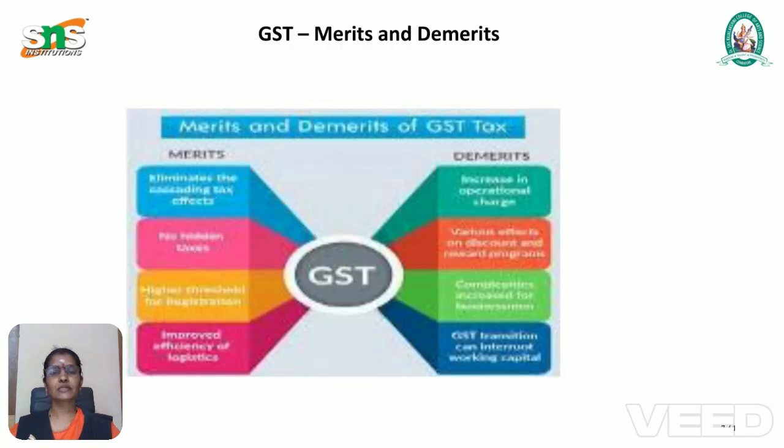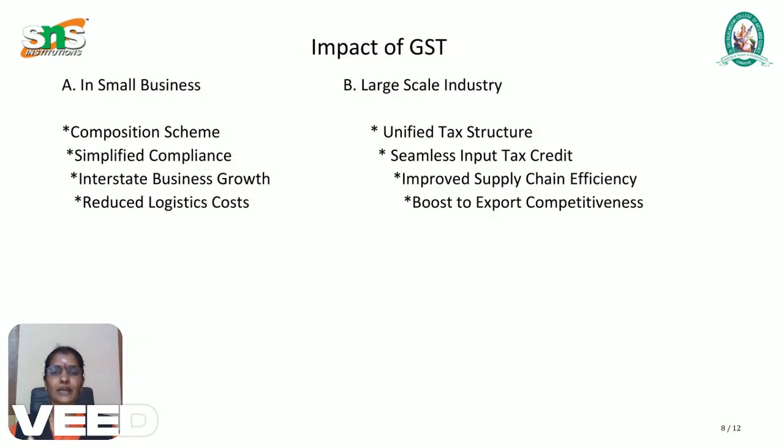Next, we move to the important merits and demerits of GST. Under tax payment, the merits include freedom of tax and improved efficiency, and the demerits relate to transactions and working capital. Next, we move to the impact of GST. When GST is implemented, small businesses and large-scale industries get an impact: simplified compliance and seamless input tax credit. These are the important impacts of implementing GST.